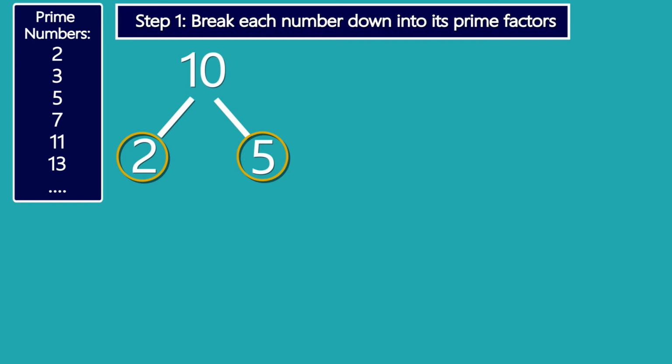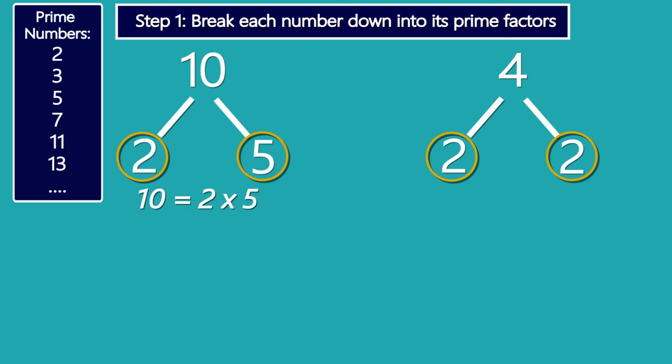We're now going to split 4 down into its prime factors, because in this case we're finding the lowest common multiple and highest common factor of 10 and 4. So 4 I can split into 2 and 2. 2 is a prime number, so I'm going to circle both of those 2s. So as a product of its prime factors, I could write 10 is equal to 2 times 5, and I could write 4 is equal to 2 times 2.